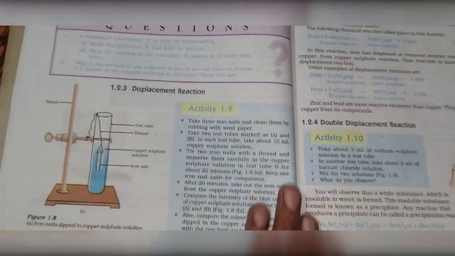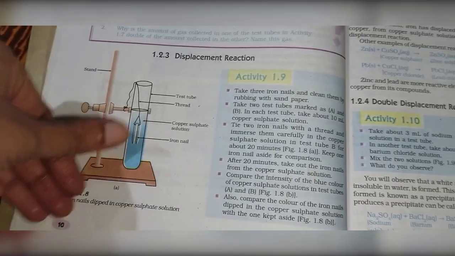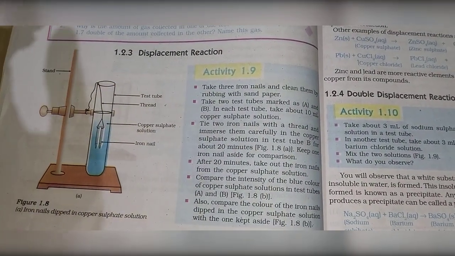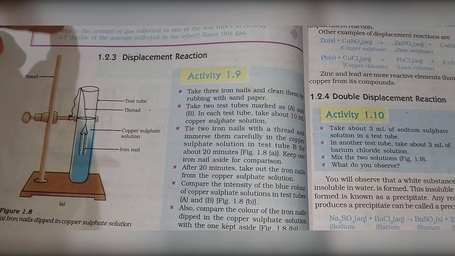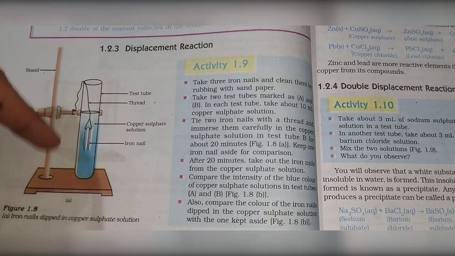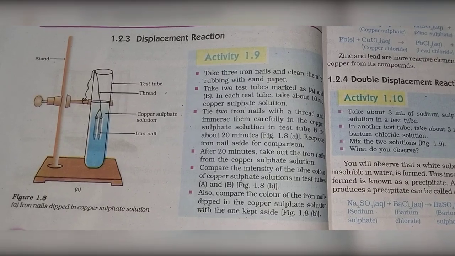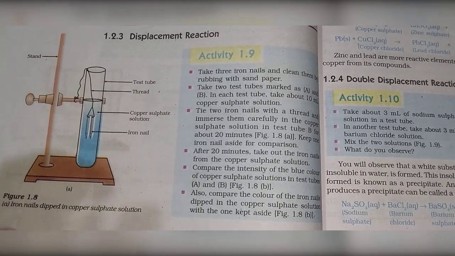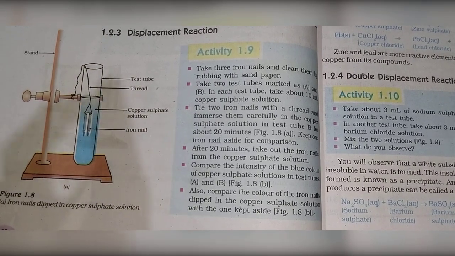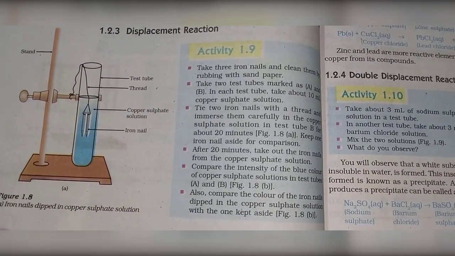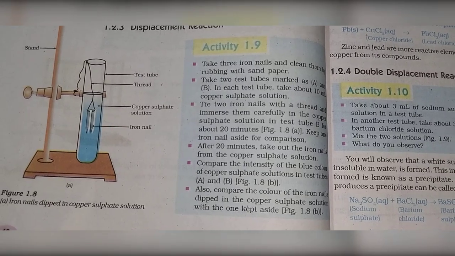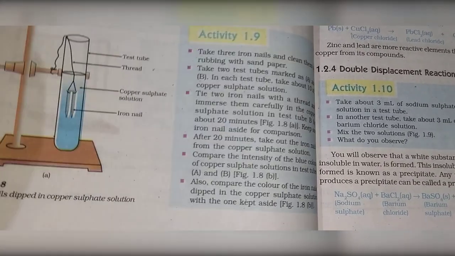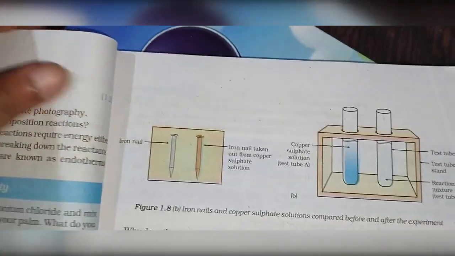In each test tube, take 10 ml of copper sulfate solution. Tie 2 iron nails with a thread and carefully drop them into the copper sulfate solution in test tube B. Keep the third iron nail aside for comparison. After 20 minutes, we can see comparatively that the intensity of the blue color of the copper sulfate solution will decrease, and the iron nail also will change its color.